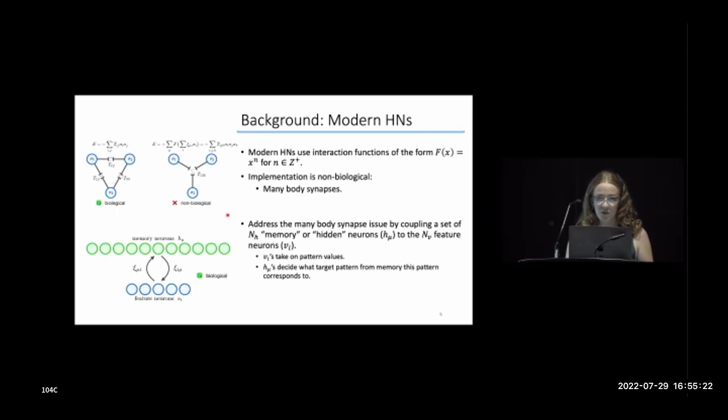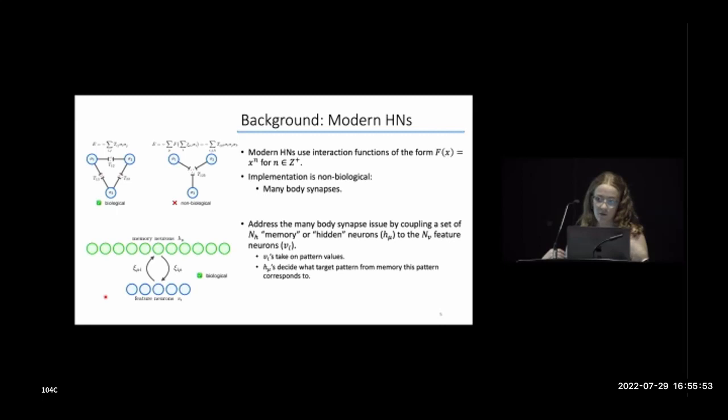of hidden or memory neurons, of which there are nH, and we denote them by h and enumerate by mu. And we connect them to these feature neurons, so we denote these V and enumerate them by i, and there are nV of these. And so the feature neurons are what take on the pattern values here, and the hidden or memory neurons' job is to decide what pattern from memory these feature neurons best correspond to.